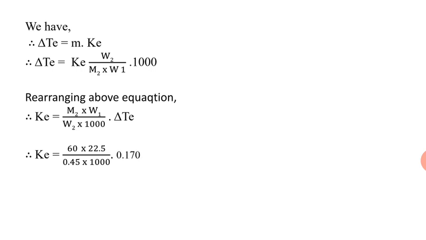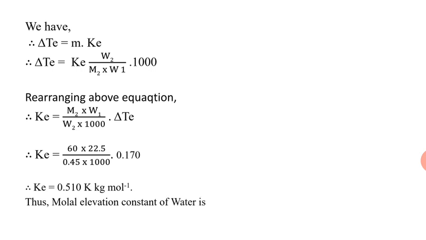Now putting all the values, 60 into 22.5 into 0.170 divided by 0.45 into 1000, we get the answer, that is Ke is equal to 0.510 kg per mole. Thus, the molar elevation constant of water is 0.510 kg per mole.